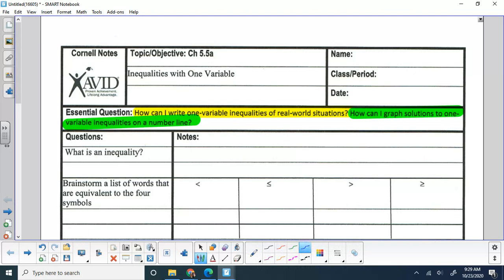What is an inequality? It is a statement that compares a value to a number. So a statement that one quantity is less than or greater than another.